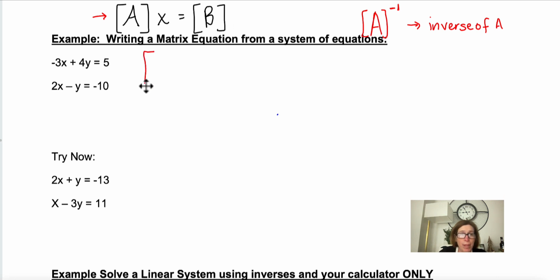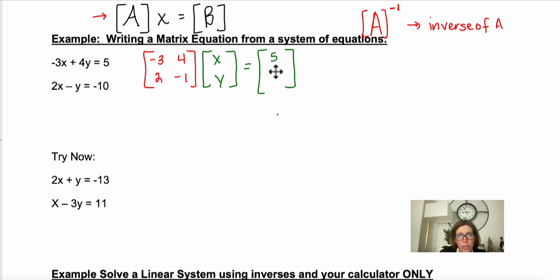So I'm going to write my matrix A. Now let's look at this: negative 3, 4, 2, negative 1. And then my X is represented by the variables. And that will equal matrix B, which is the solution to the system of equations. So 5 and negative 10.